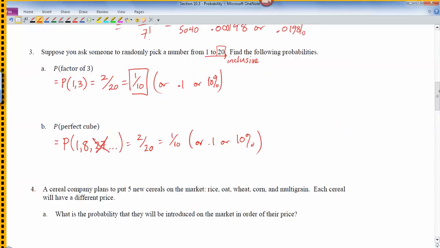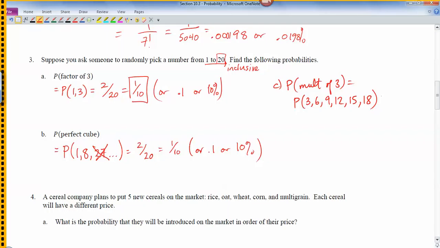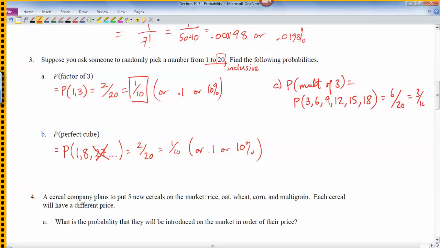Let me do another one for A. Let's say it's the probability that it's a multiple of 3. So that would be the probability that it's 3, or 6, or 9, or 12, or 15, or 18. And if you got to 21, well, you're already past 20, so that doesn't count. So you've got 1, 2, 3, 4, 5, 6. We got 6 out of 20, which is 3 out of 10. So that'd be 0.3 or 30% if you wanted to write it this way.